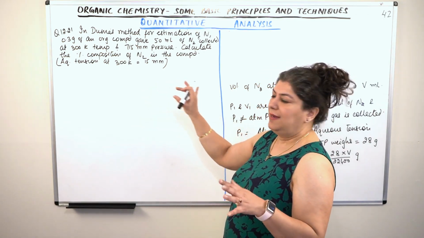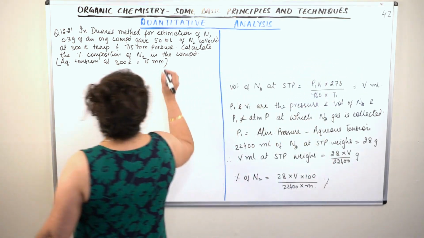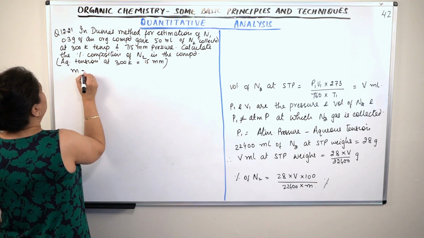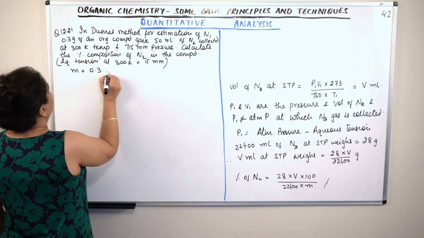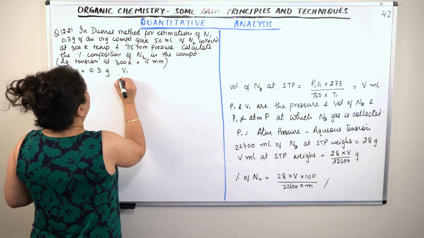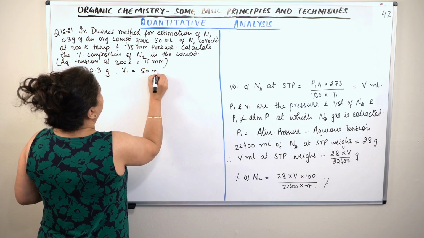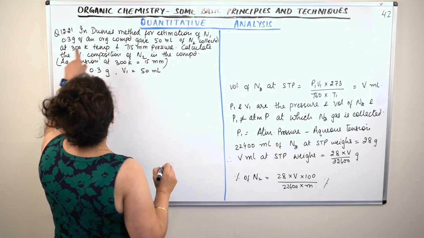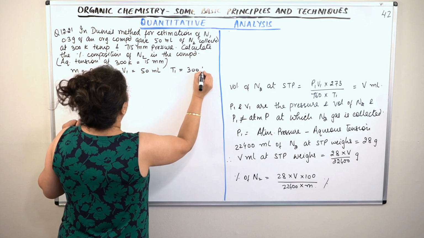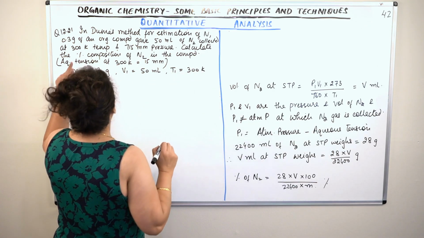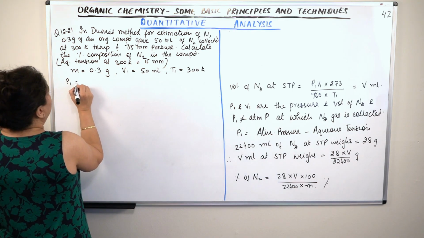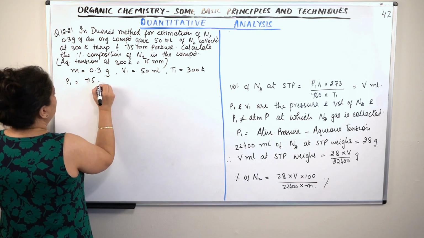So let us see what all is given to us first. For the estimation of nitrogen, the mass m given to you is 0.3 grams of an organic compound, which gave 50 ml of nitrogen. So V1 is equal to 50 ml. The nitrogen is collected at 300 Kelvin. So T1 is equal to 300 Kelvin. These are the things that are given to you. And the pressure is 715 millimeters.